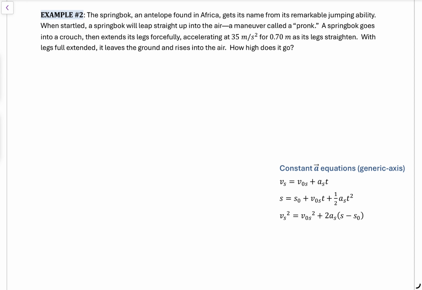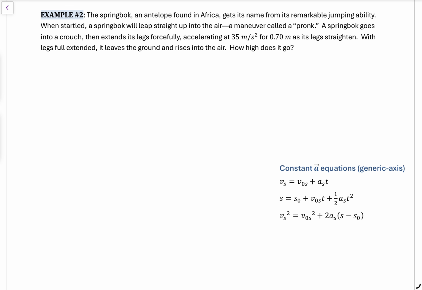So here we have an antelope, and this is an antelope that can jump really high. They tell us that to go through the steps of this motion, the antelope's going to go into a crouch, then extend its legs. And when it goes from the crouch to extending the legs, there's an acceleration over a certain distance. Then it's going to leave the ground, jump into the air, and we want to know how high it's going to go.